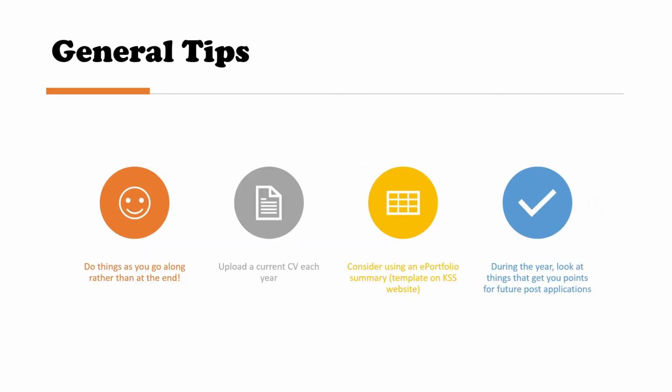Finally, some general tips for keeping your portfolio in shape prior to ARCP. It's much easier to do things as you go along rather than doing them at the end. In addition, you might want to upload a CV in your document section, which will be able to highlight your experience and any extracurricular things you've done. And you can consider using the ePortfolio summary. We have a template for doing this on our KSS Paediatrics website.